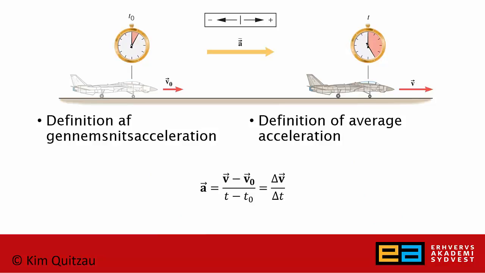So the definition of average acceleration is: average acceleration equals final velocity minus initial velocity divided by final time minus initial time, or that equals delta velocity divided by delta time.